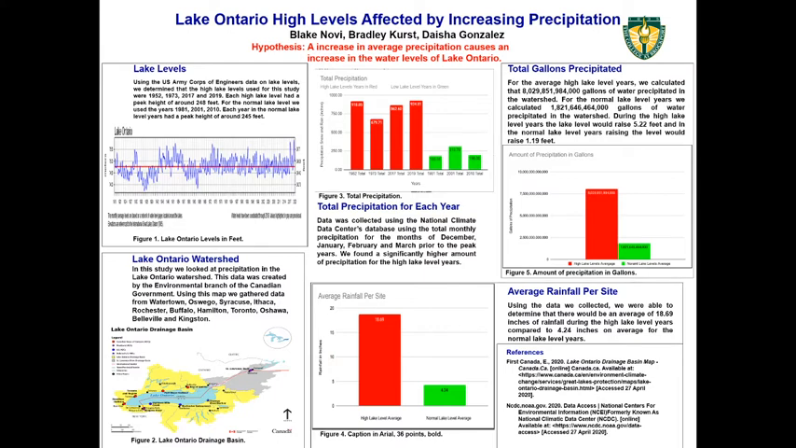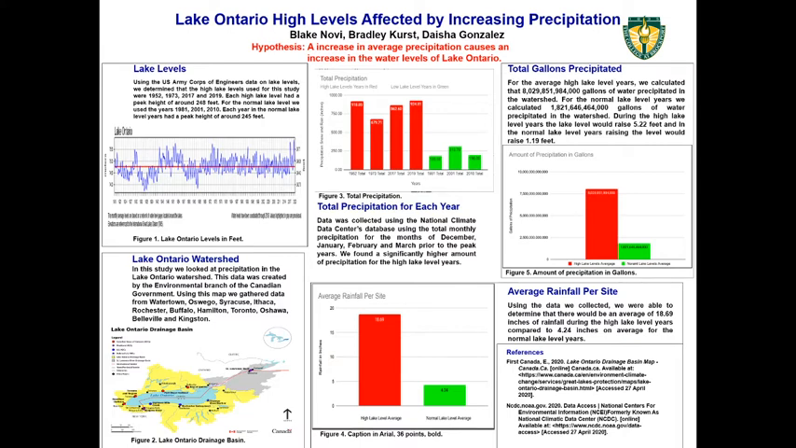Next, we collected data from the National Climate Data Center's database, and we used the total monthly precipitation from the months of December, January, February, and March, which were the months prior to the peak of each year. That's how we determined that we wanted to take a sample of these 4 months. And we found a significantly higher amount of precipitation for the high lake level years.